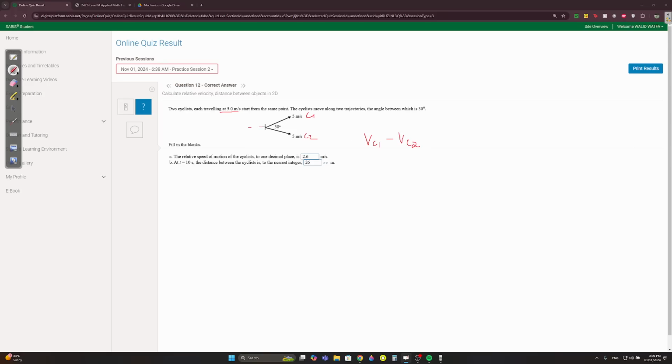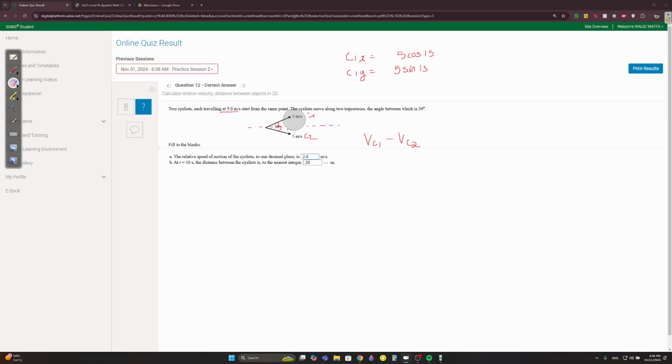So, take this to be the x-axis. This will be 15 degrees, and this will also be 15 degrees. Resolve cycle 1 into two components. Cycle 1 has an x component. What's it going to be? 5 cosine 15. Cycle 1y is going to be 5 sine 15.